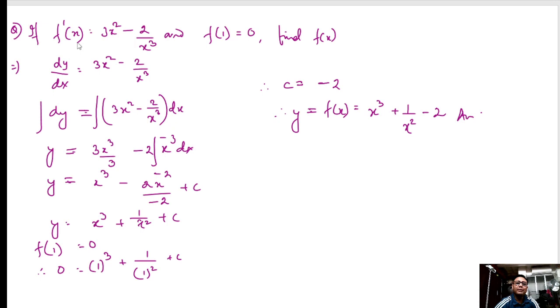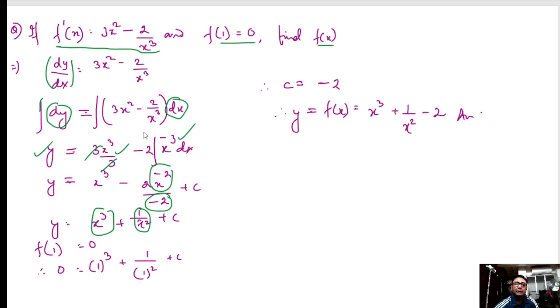Now see, they have given f dash x is this formula. f1 is this, find fx. f dash x means dy by dx is this. So now dy this side, dx on this side. Putting the integration sign on both sides. Integration of dy is y. 3x square will be what? 3x cube by 3. 2 by x cube means 2 times x to the power minus 3. So this will become x to the power minus 2 by minus 2, which is becoming this.